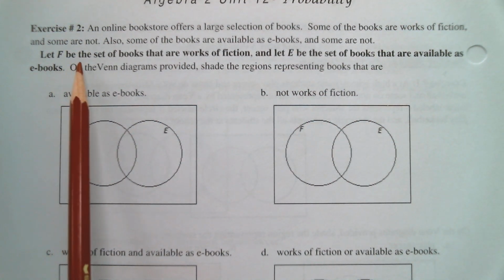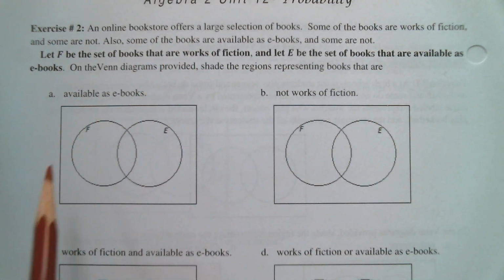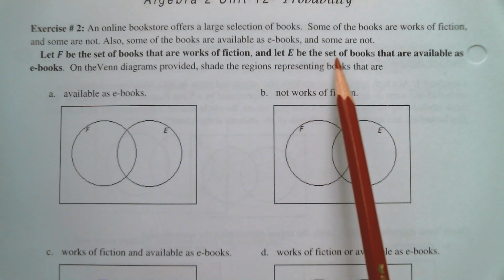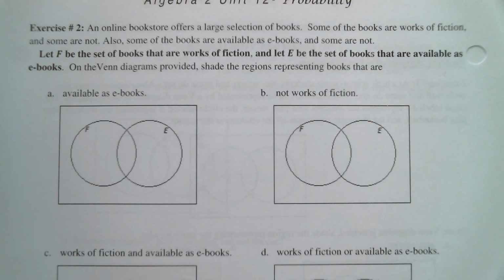Let F be the set of books that are works of fiction. All right, so circle F represents the set of books that are works of fiction. And let E be the set of books that are available as ebooks. On the Venn diagrams provided, shade the regions representing the books that are. Okay, so you are certainly welcome to pause the video and try these on your own if you like.